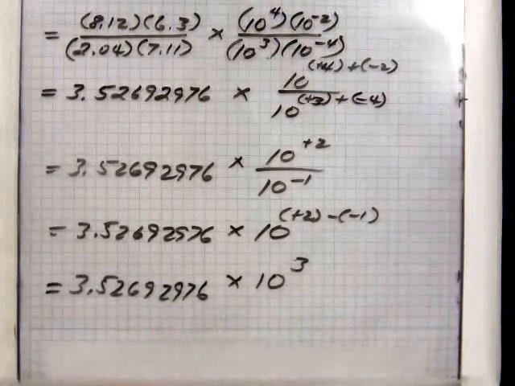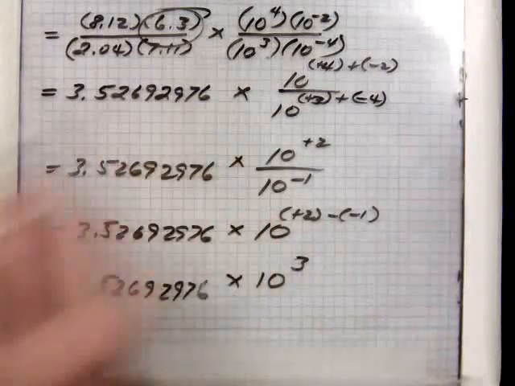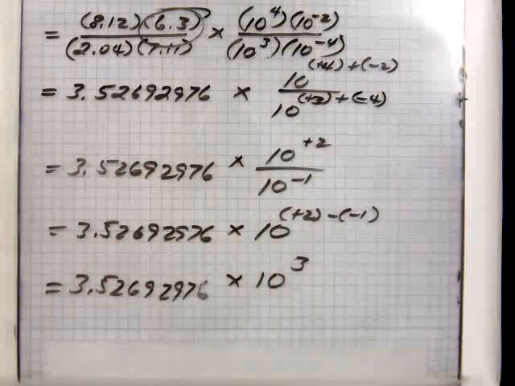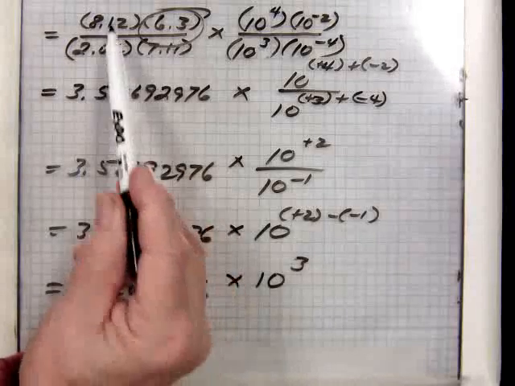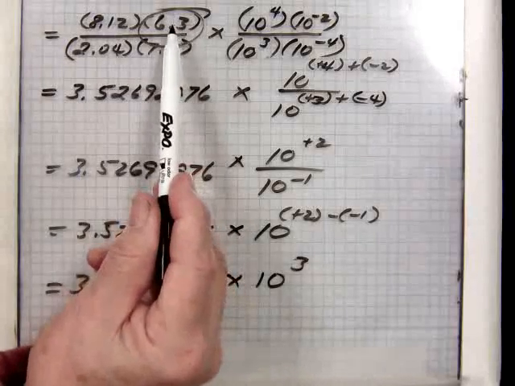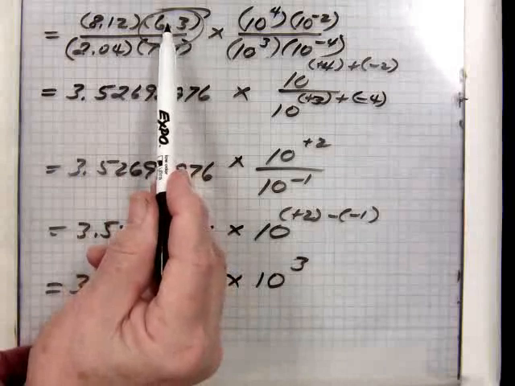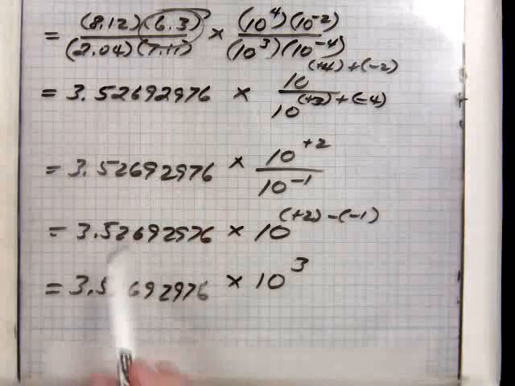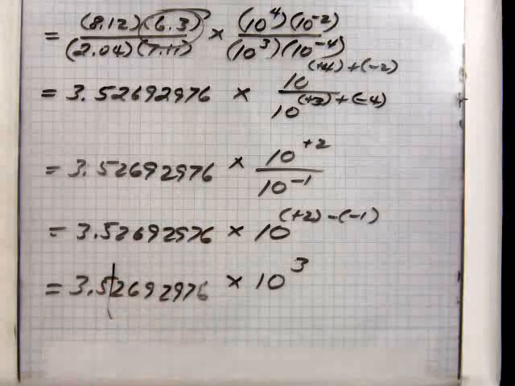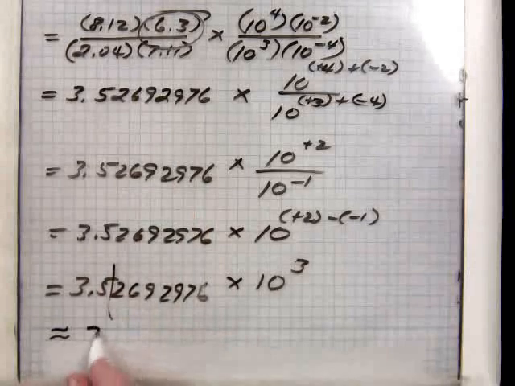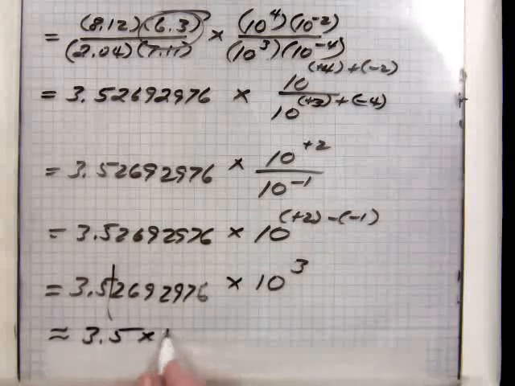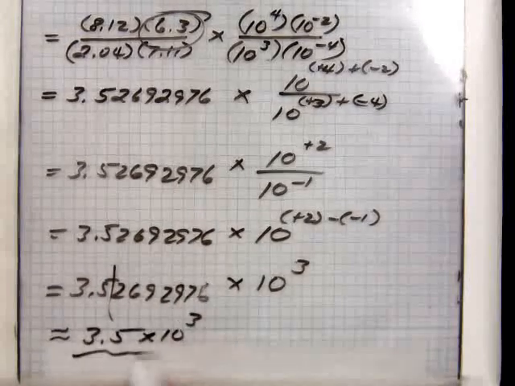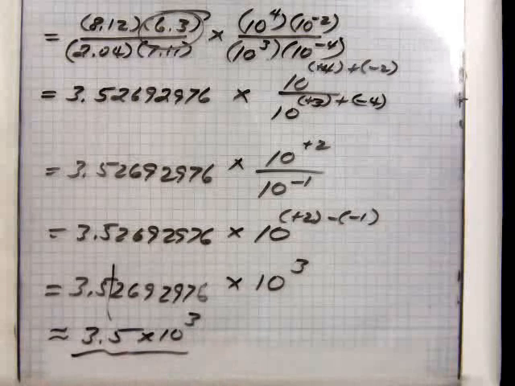And then we have 3.5269297.6, like that. Now, according to the rules, we round that number to the computational data with the least number of significant figures. So you see that this 6.3 in this computation is the least number, and it's 2 sig figs. So our final answer should be rounded to that position, and so it is 3.5 times 10 to the third is the final appropriate answer form.